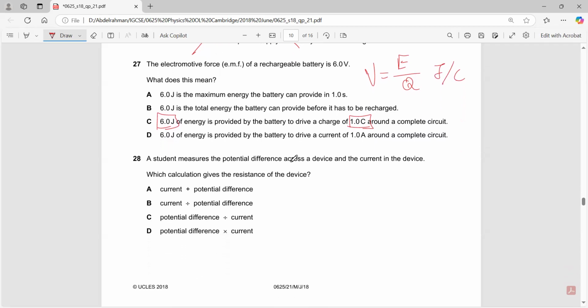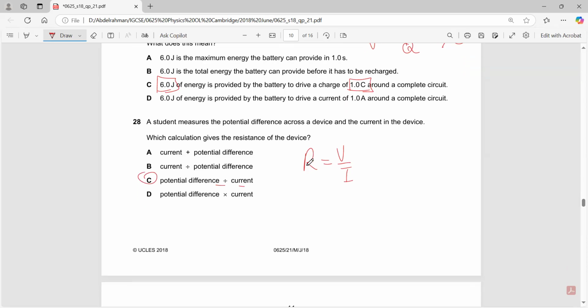Which calculation gives the resistance? R equals V over I, potential difference over current. C. V over I.